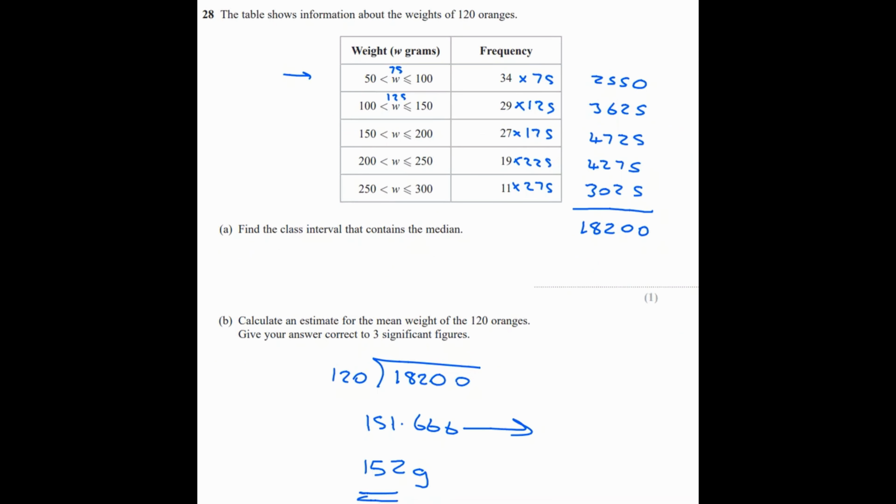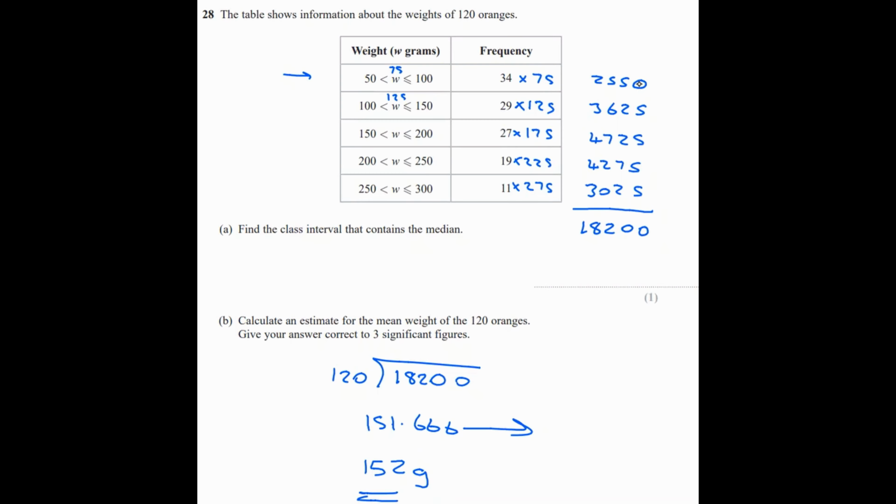Now for 28b, I've written down all the answers here because it takes a lot to explain. It's asking us to calculate an estimate for the mean weight of the 120 oranges. So we want to know the average weight of each orange. Now we have a problem here that we do not know, within each of these groups, the individual weight of any orange. So for instance, in this first group, we know there are 34 oranges, and we know what the range of their weights are, but not each individual one.